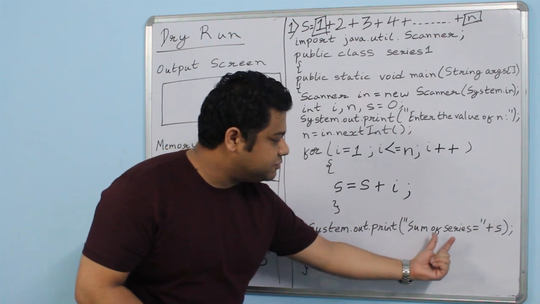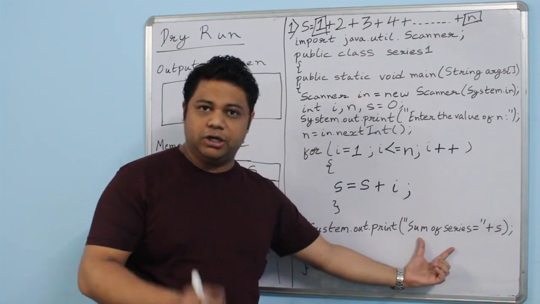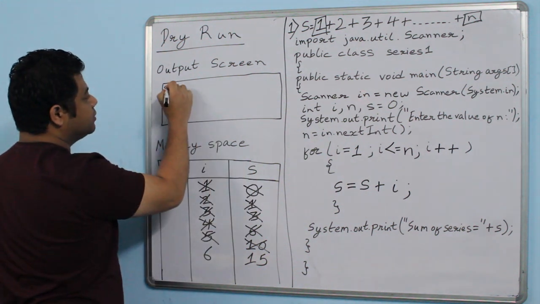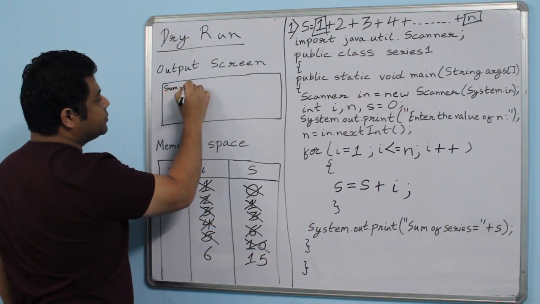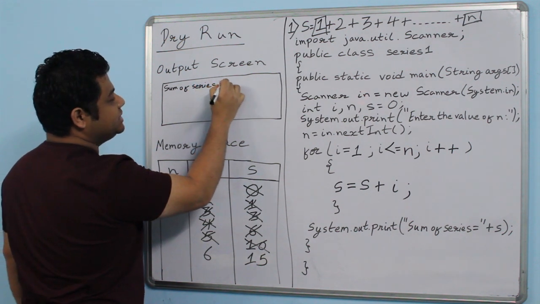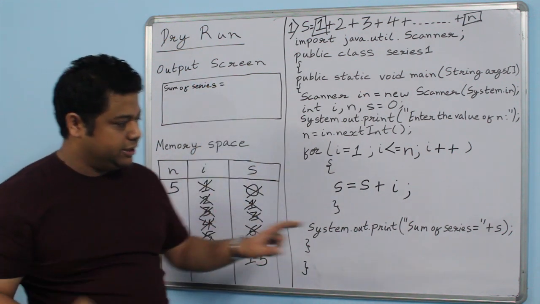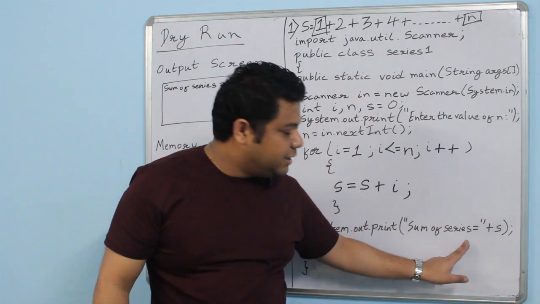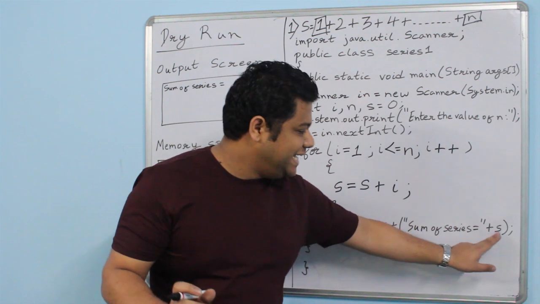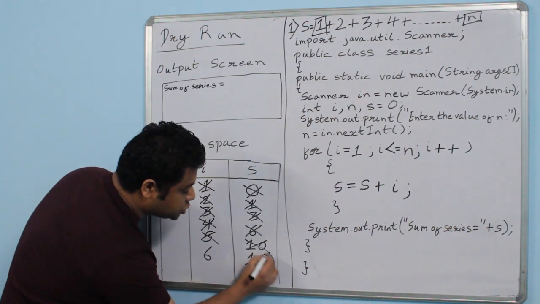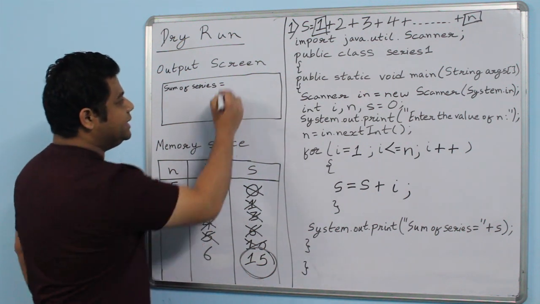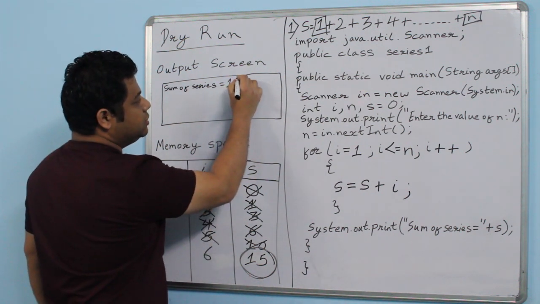So it will display "sum of series equals" as it is, because it is given in double quotes. So in the output screen we have to write down sum of series. Now we have to write this as it is written over here inside the double quotes. Then the message and the variable are separated by a plus operator. Now plus S. So what is the final value stored inside S? The final value stored inside S is 15. So it will be written as sum of series equals 15.